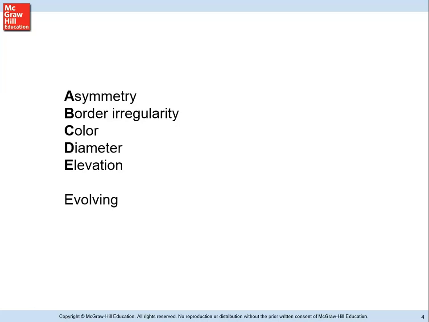And the shape, is it a nice balanced shape, or is it irregular in shape? Border irregularity talks about the edges. Are the edges nice and smooth and circular? And do they very cleanly have a starting and stopping point? C is color. The darker something is, typically the more concerning it is considered to be, probably because that's indicating depth of growth into the skin.